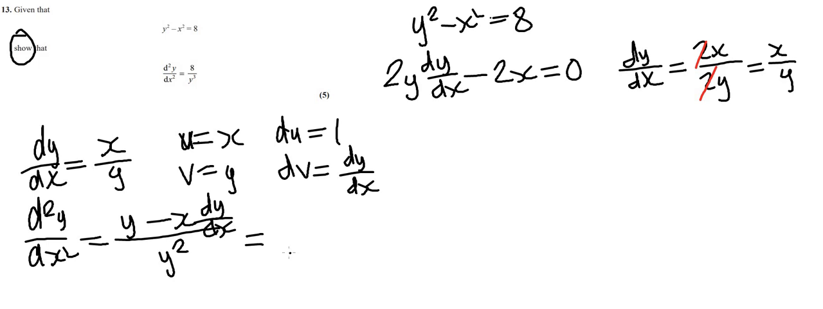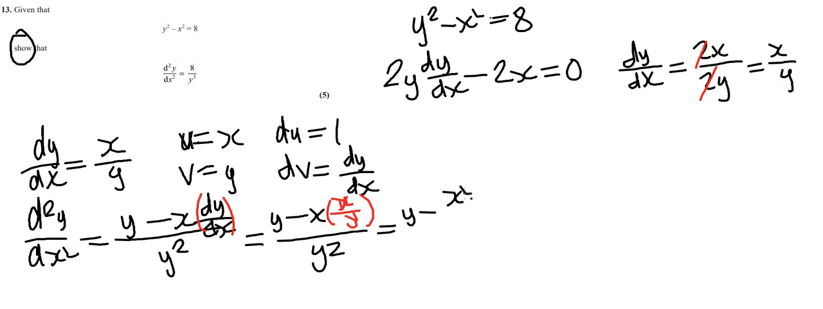Okay, now, let's see if we can tidy this up. We've got y minus x. Now, our derivative dy by dx, we already found in the last part of the question. So actually, we can replace that with our dy by dx, which is x over y. Okay, and all of that is over y squared. Okay, so let's multiply this out. And then we've got y minus x squared divided by y, all over y squared.